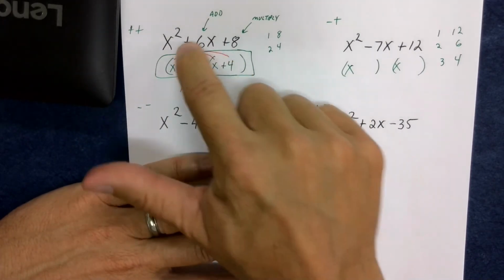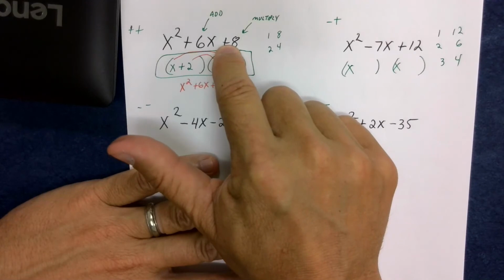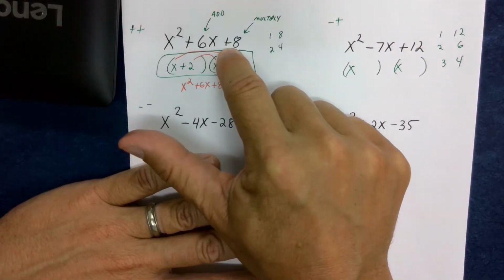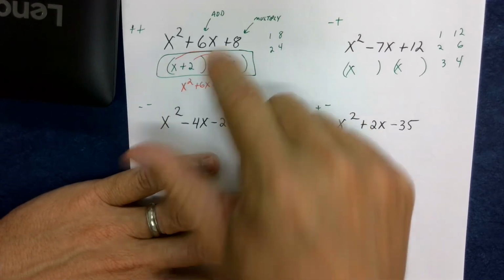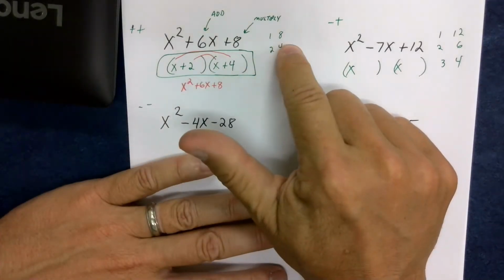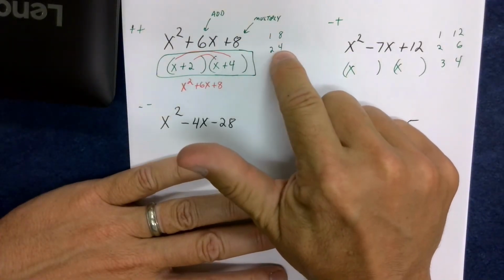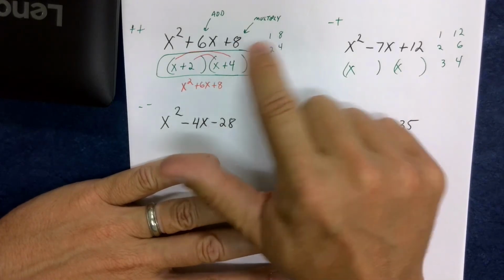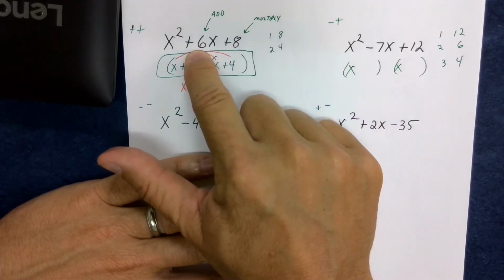And it really doesn't have to do with this one, but this sign was positive. If I'm multiplying two numbers together to get a positive number, then they both have to be the same sign. They both either have to be positive or they both have to be negative. Everybody agree with me? So 2 times 4 is 8, and negative 2 times negative 4 is also 8. But I couldn't use negative 2 and negative 4 because I needed them to add together to positive 6.